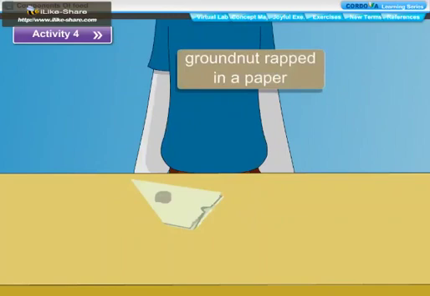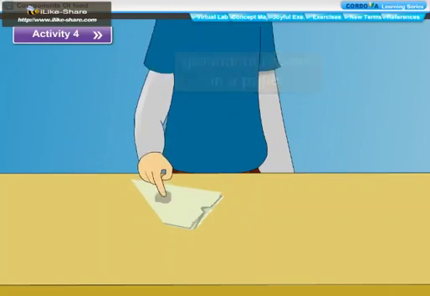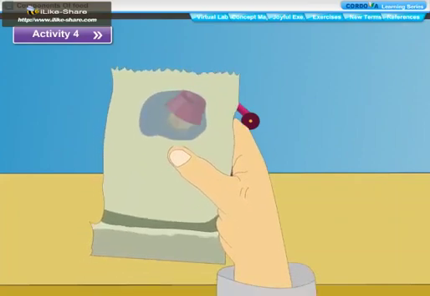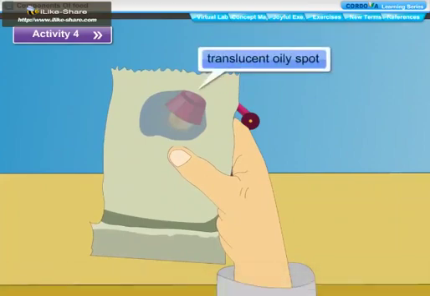Take care that the paper does not tear. Remove the crushed ground nuts and straighten the paper. Hold the paper against a light source, for example, bulbs. Observation: we can see an oily patch on the paper.